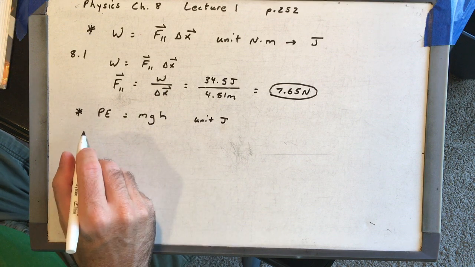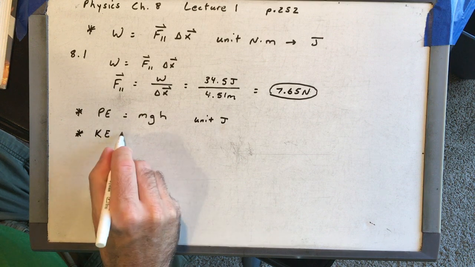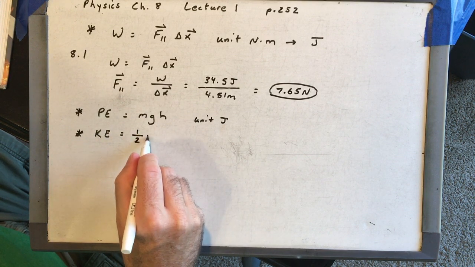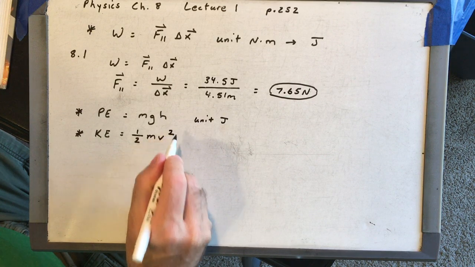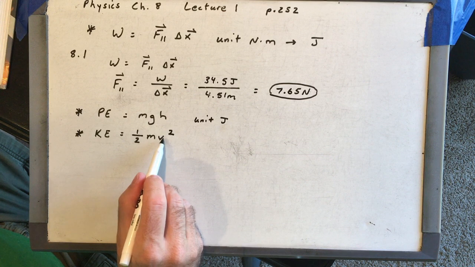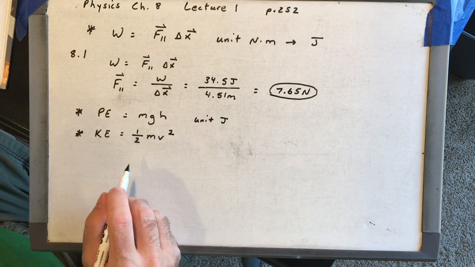Kinetic energy is energy in motion, and that equation is 1/2 mass times velocity squared. So you know it's going to have motion in it because we have a velocity. So you'll need to memorize those two.